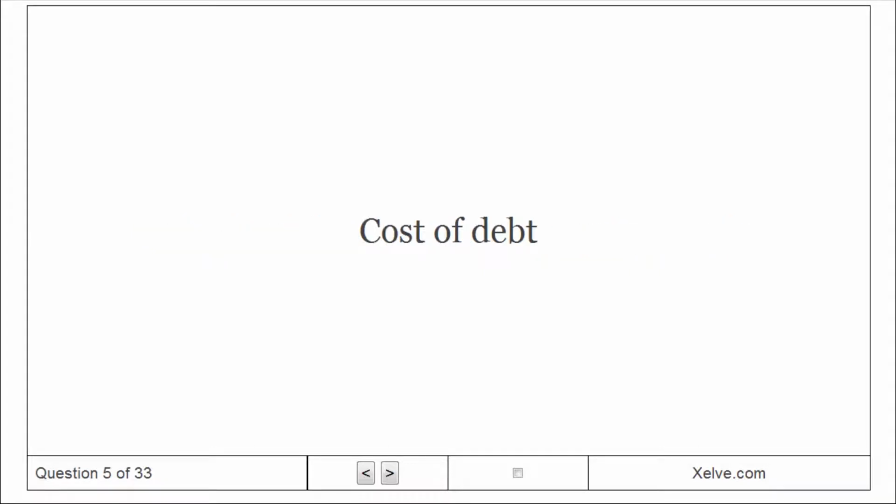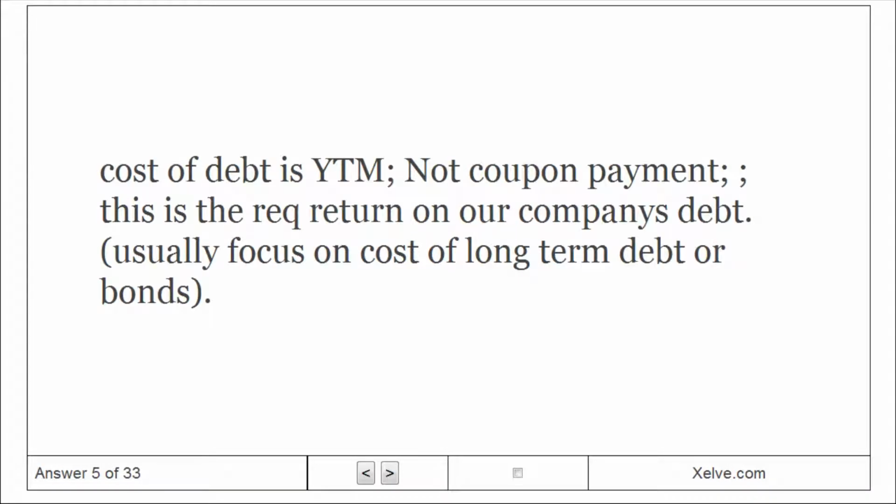Cost of debt. Cost of debt is YTM, not coupon payment. This is the required return on our company's debt.